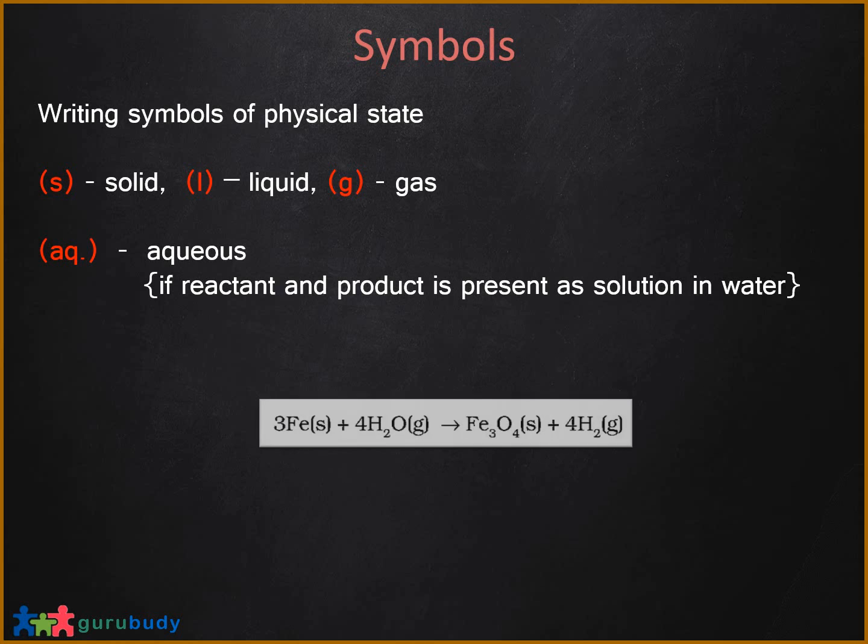Now let's look at the previous equation. Our iron was actually solid, so we put (s) there. Our water was actually in the form of steam. We are not using liquid water, we are using steam, and that's why we put (g) there. Similarly, we put the physical states in the product too. As you can see, our hydrogen is in gas form. We don't add this information, the physical state, all the time, but only if required.